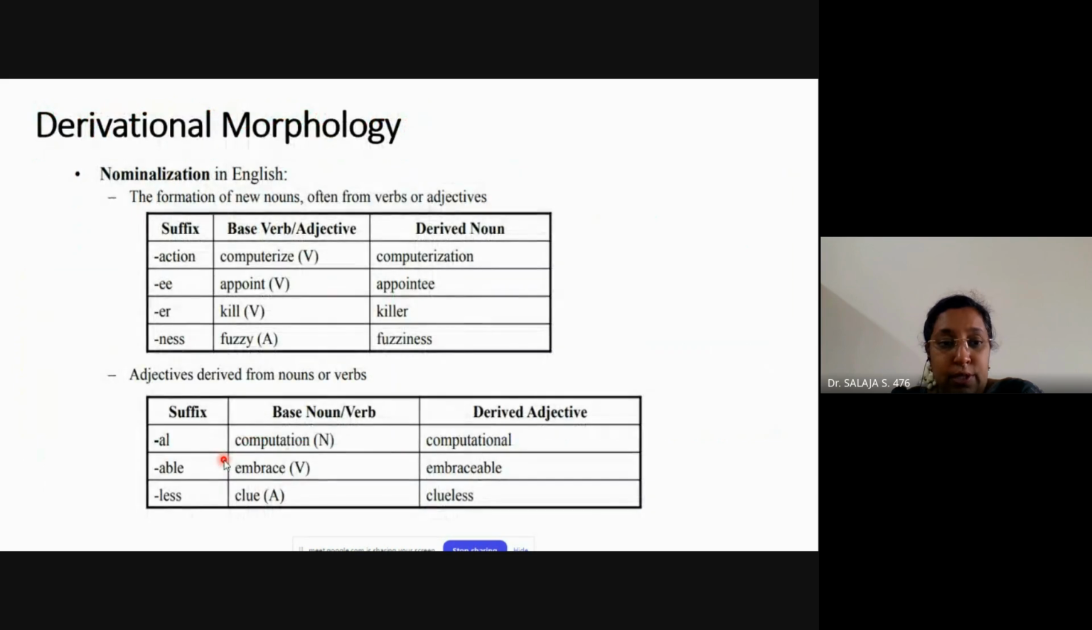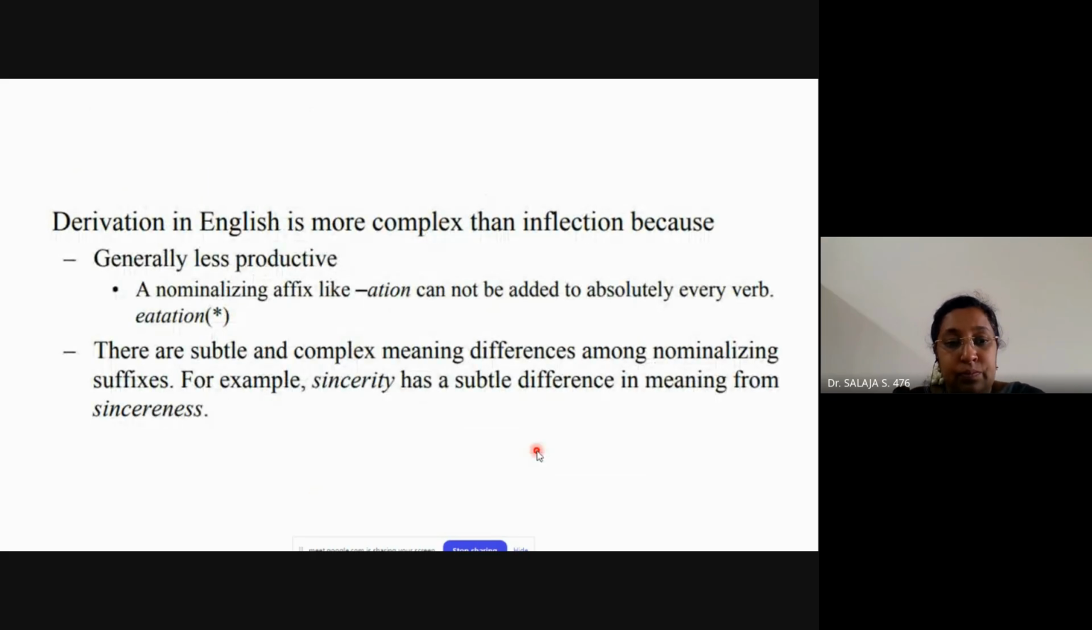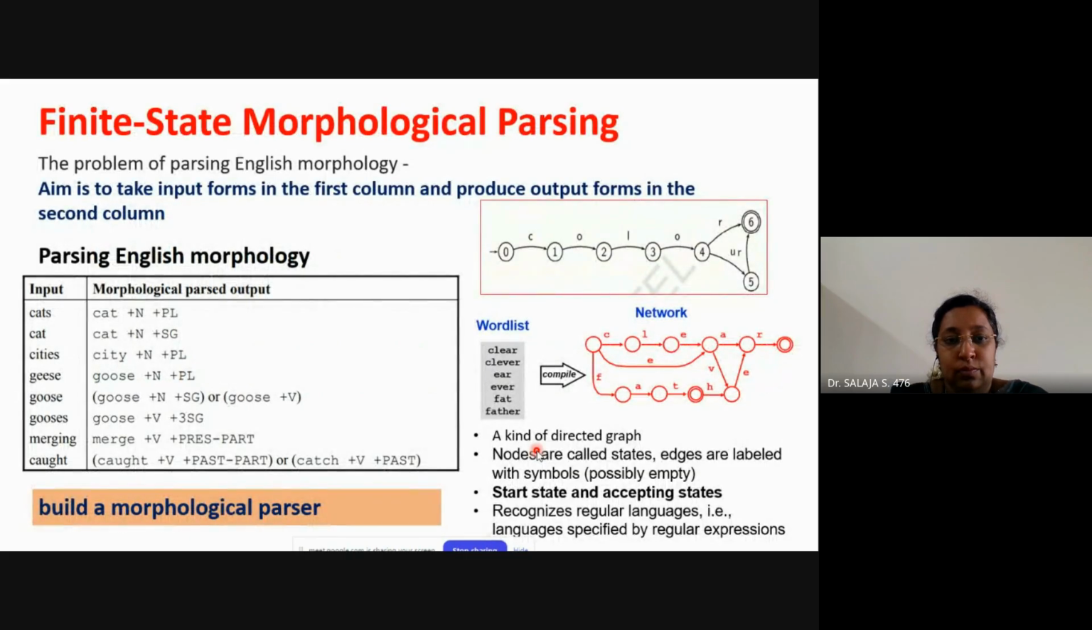Now, here is an example of derivational morphology where a verb is converted to a noun. All these are verbs and adjectives which are converted to a noun, and a noun, verb, or adjective is converted to an adjective. Now comes more on finite state automata. Now, just take this particular example.